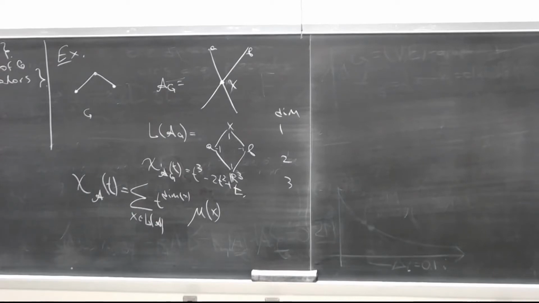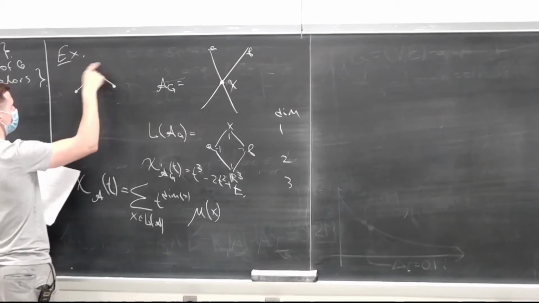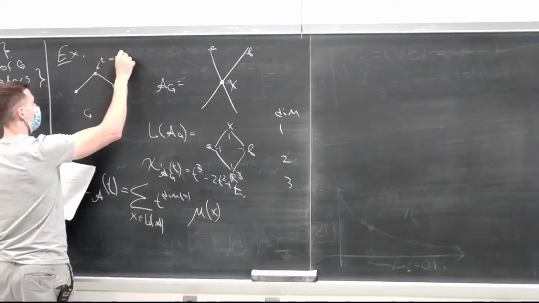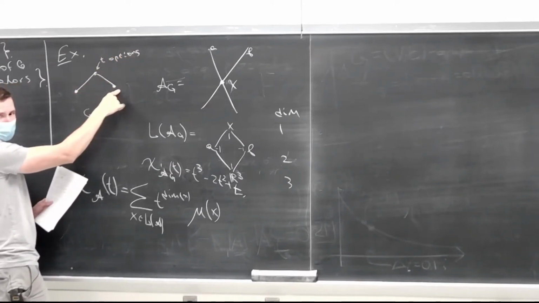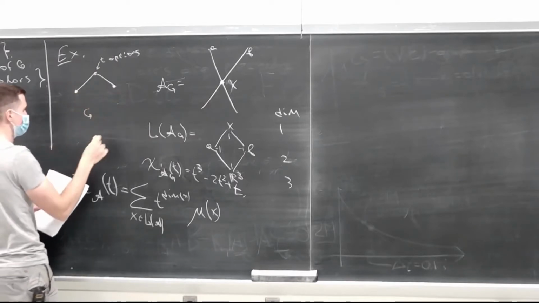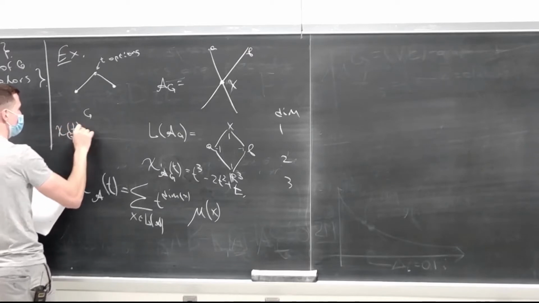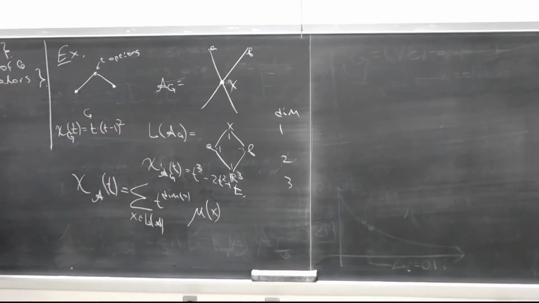And similarly, if you look here, you try to color, there is sort of t. If you color this in t colors, there is t options for this vertex, and then (t minus 1) squared options for the remaining vertices. The chromatic polynomial of G is t times (t minus 1) squared. And these are the same.